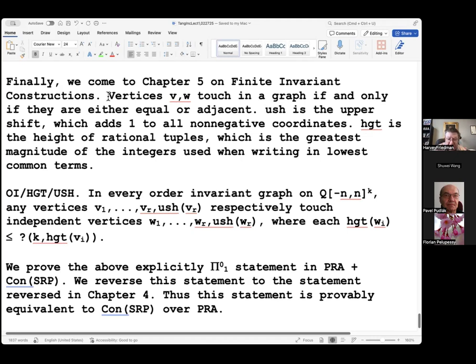In every ordered invariant graph on Q minus n, n to the k, any vertices v1 through vr, upper shift vr. Now, the upper shift of a vertex might not be a vertex, so I'm demanding that the upper shift of vr be a vertex because you might overspill, you might go over little n. Okay, so any vertices V1 through VR, upper shift VR, respectively touch independent vertices. Independence means the vertices are either equal or not adjacent. It's the usual notion of independence. Respectively touch independent vertices W1 through WR, upper shift WR, where each height of WI is less than or equal to a simple, probably double exponential, function of k and the height of VI.